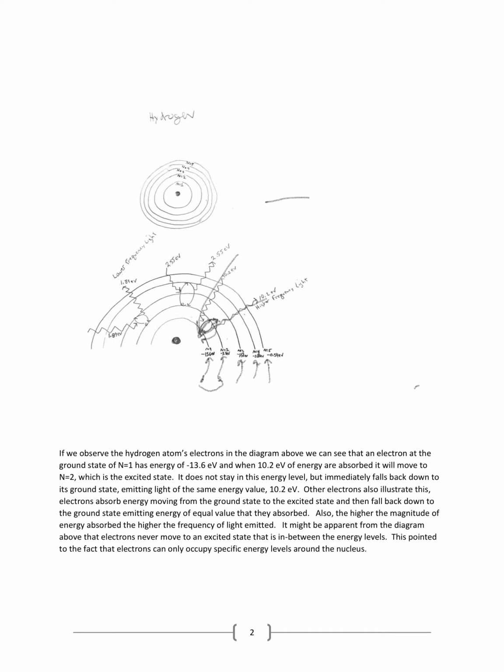So let me draw a line here like this. Let's say this is the ground state right here. If an electron is here, and energy is absorbed by the electron, it will immediately go to a higher energy state, and that's called the excited state. So this is the ground state, and this is the excited state.